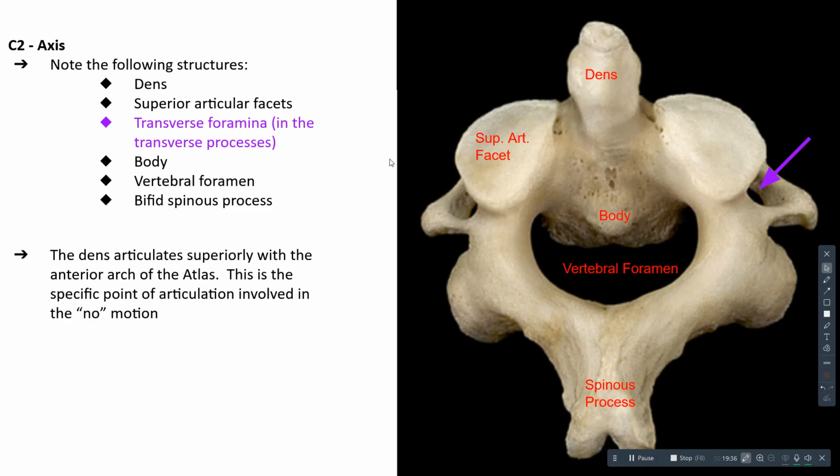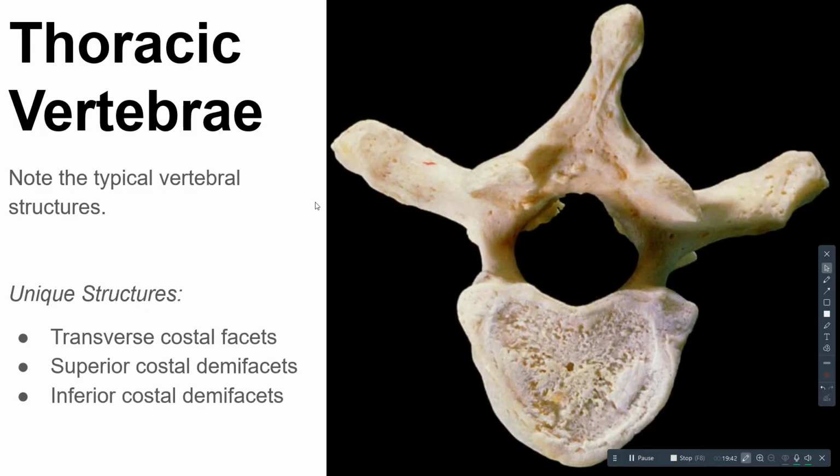All right. Excellent. So we're done our two weird ones. We're done our regular one. We're done with cervical vertebrae. We're now going to look at thoracics. There are 12 thoracic vertebrae. We used a thoracic to go over all the typical structures.